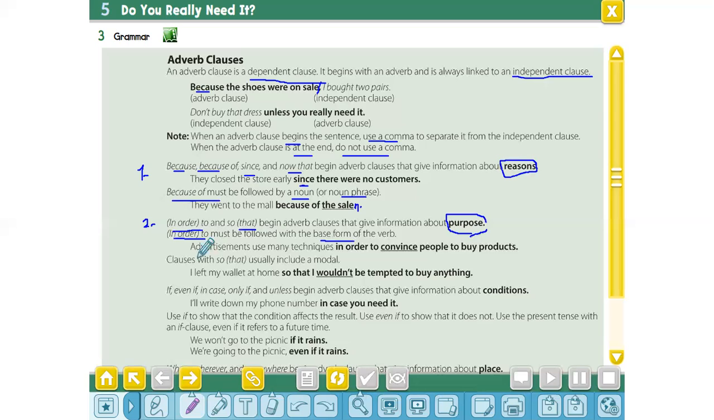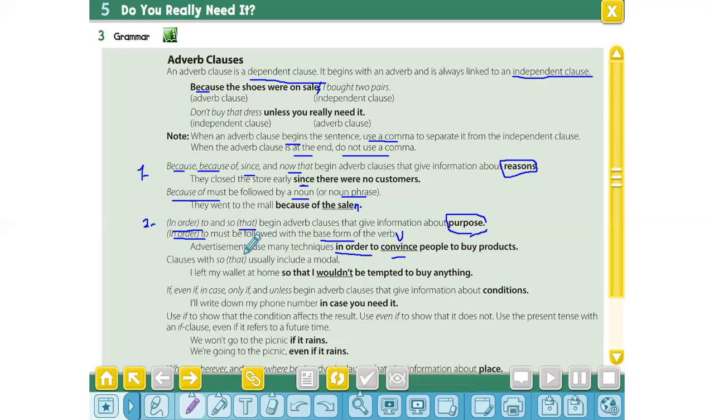For example, advertisements use many techniques in order to convince people to buy products. Pay attention, in order to convince. Okay, convince is the base form of the verb.